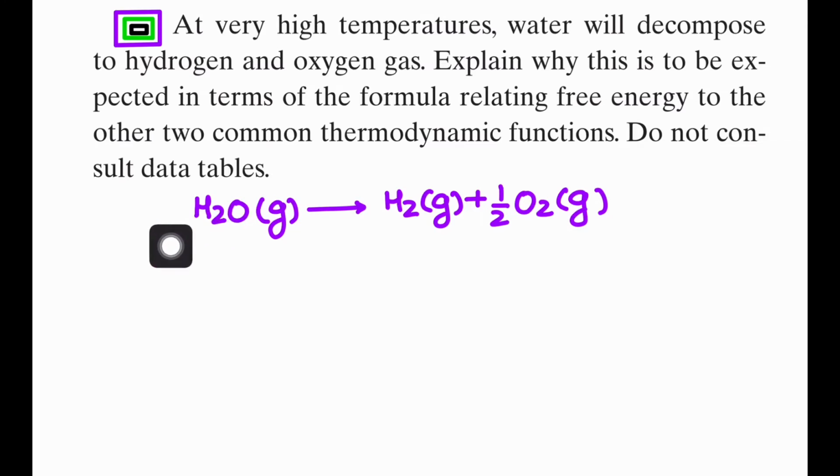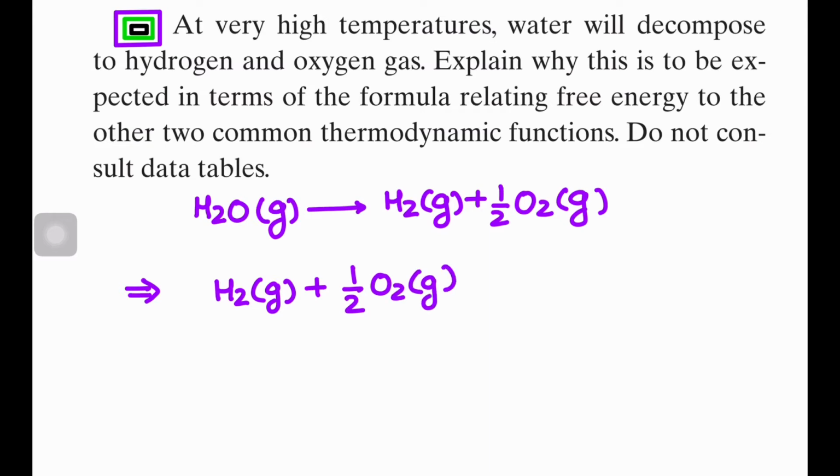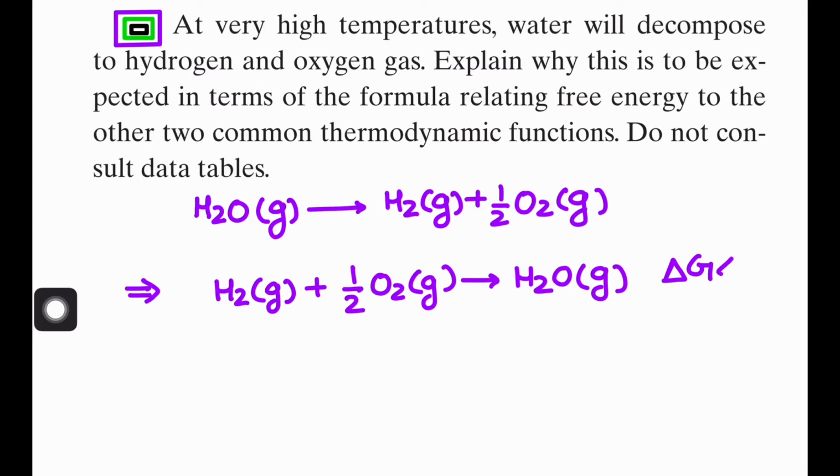Okay. So if you see the reverse reaction of that, the reverse reaction we have is H2 gas plus half O2 gas giving H2O gas. We know that this reaction is spontaneous in the conventional range of temperature. So this is a spontaneous reaction, for which delta G is less than 0.